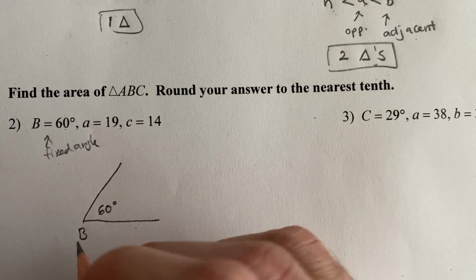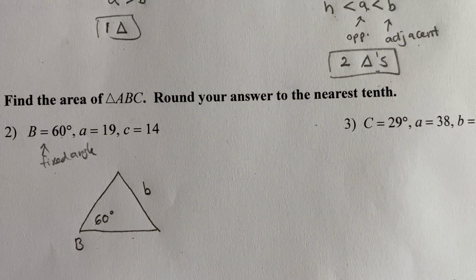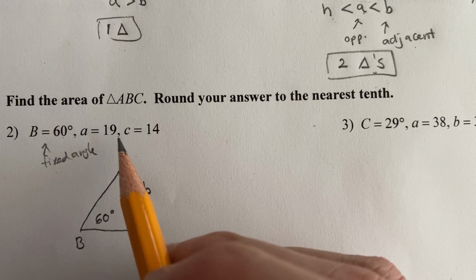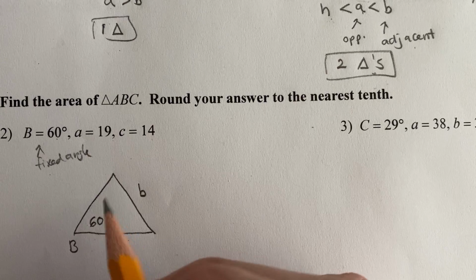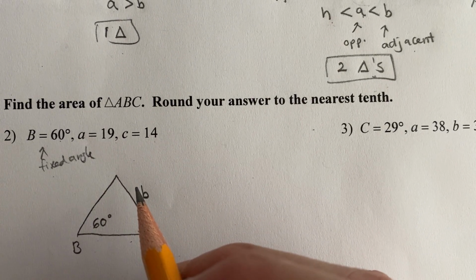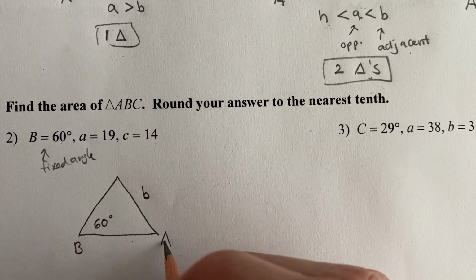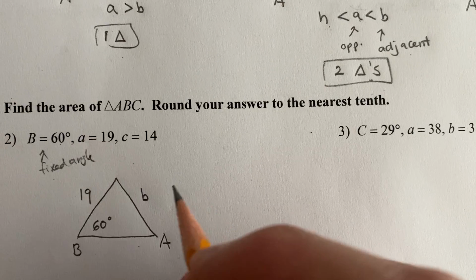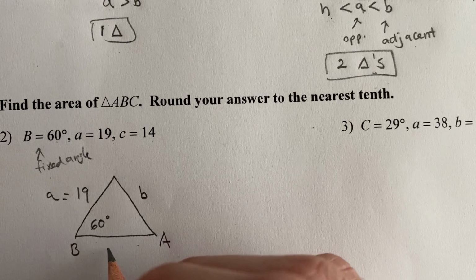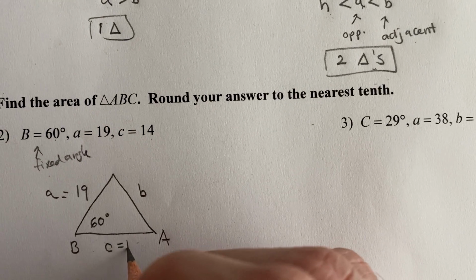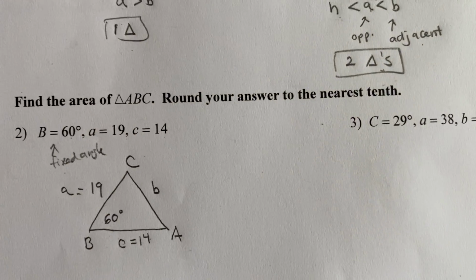So if this is capital B, this guy right here will be little b, okay? And they said little a right here is 19, little c is 14. So it doesn't really matter how you want to draw it. I'm going to call this capital A, and we'll call this 19. So this is lowercase a, and then little c would be right here. C would be equal to 14, which is capital C right here. Okay, so there's a rough sketch.